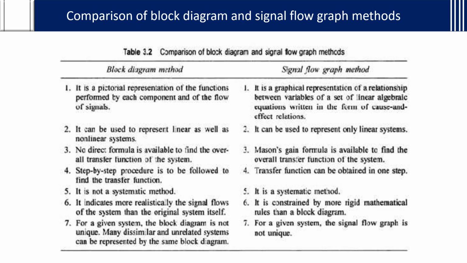Comparison of block diagram and signal flow graph. We will see the comparison of the block diagram and signal flow graph. The block diagram is a pictorial representation of the functions of each component and of the flow of signals. The signal flow graph is a graphical representation. The block diagram can be used to represent linear as well as non-linear systems. The signal flow graph is only for linear systems. For the block diagram, no direct formula is available. Here, a direct formula, Mason's gain formula, is available. A step-by-step procedure is to be followed for finding the transfer function in a block diagram. In the signal flow graph it can be obtained in just one step. For finding the loops and all, we can do it directly in one step. The block diagram is not a systematic method. The signal flow graph is a systematic method.